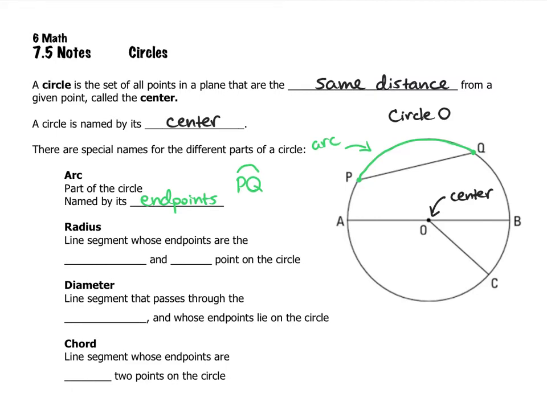Next, we have what's called a radius. A radius is a line segment whose endpoints are the center and any point on the circle. So the radius itself is not a part of the actual circle, but it has an endpoint on the circle. So in this picture here, we have a radius drawn that goes from the center O to the point C, which is on the circle. So this line segment OC is an example of a radius of this circle.